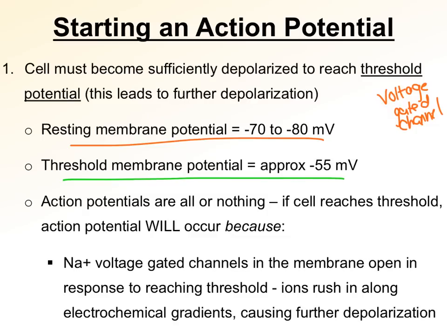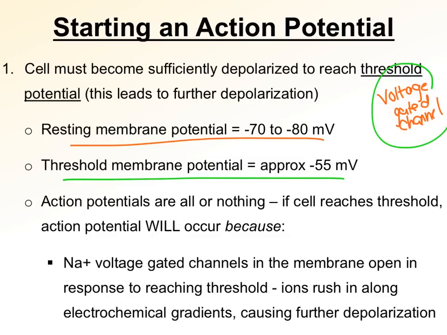So you're hanging out at a normal resting membrane potential of -70, -80. Something causes the membrane potential to change. We'll talk about what that something is later on. But let's say it changes and now all of a sudden we're at -55. Boom, voltage-gated channels are going to open. Action potentials that occur due to this are all or nothing. You're not going to have a cell reaching threshold and maybe having an action potential. No. If you reach threshold, the action potential will happen.